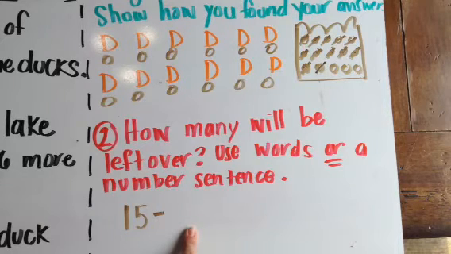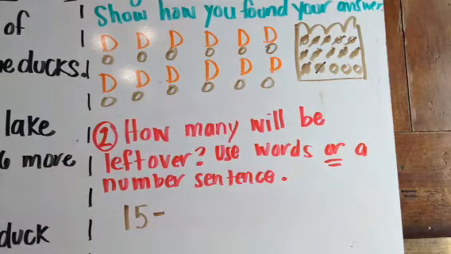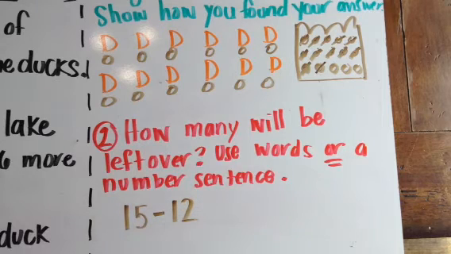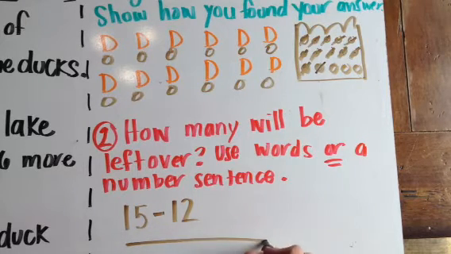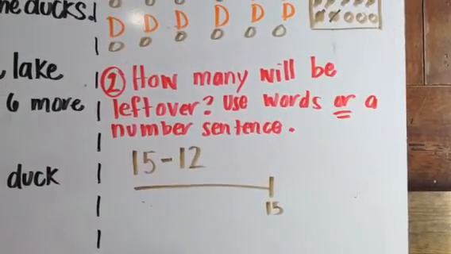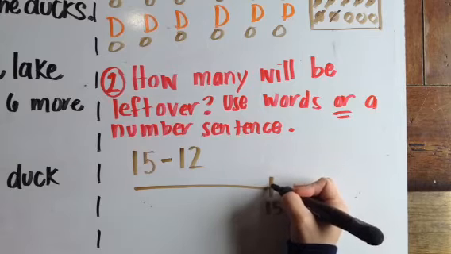Boys and girls, think to yourself, how many ducks did I give peanuts to? If you're looking up here and counting or trying to think back in your head, hopefully you came up with the number 12. Now, 15 take away 12, I could use a number line for that. So I could start with, let's say that my number line is going to have 15 over there. And I need to work backwards to 12. So I'm going to start counting back. I need to count back 12 spots.